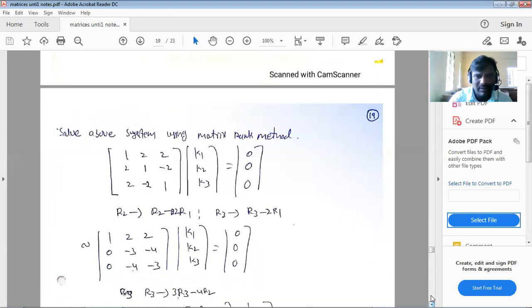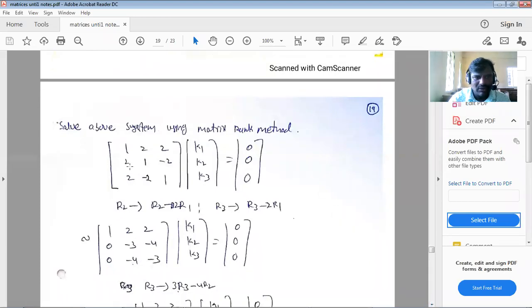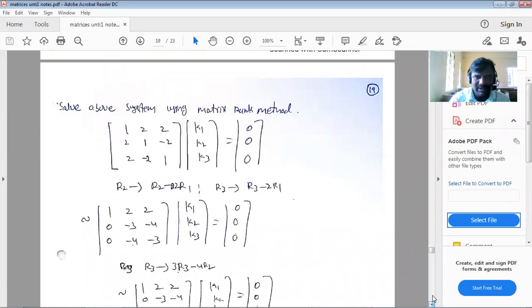Therefore, 1, 2, 2; 2, 1, minus 2; 2, minus 2, 1, times K1, K2, K3, equal to 0, 0, 0. Apply R2 implies R2 minus 2 R1: 2 minus 2, 0; 1 minus 4, minus 3; minus 2 minus 4, minus 6. Oh, this is minus 6. Good, thank you. I feel this is not affecting the answer here. This is minus 6, sorry.